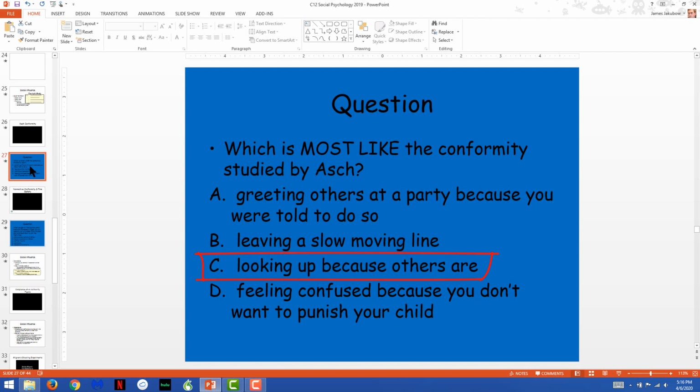In a scenario like that, if you have a variety of other people that are all doing the same thing and then you conform to them, that would be similar to what we would refer to as Asch conformity. The other examples don't do that. Greeting others at a party because you were told to do so, you're doing it because you were told to do so. Leaving a slow-moving line has nothing to do with conformity, and feeling confused because you don't want to punish your child, again, has nothing to do with conformity itself.